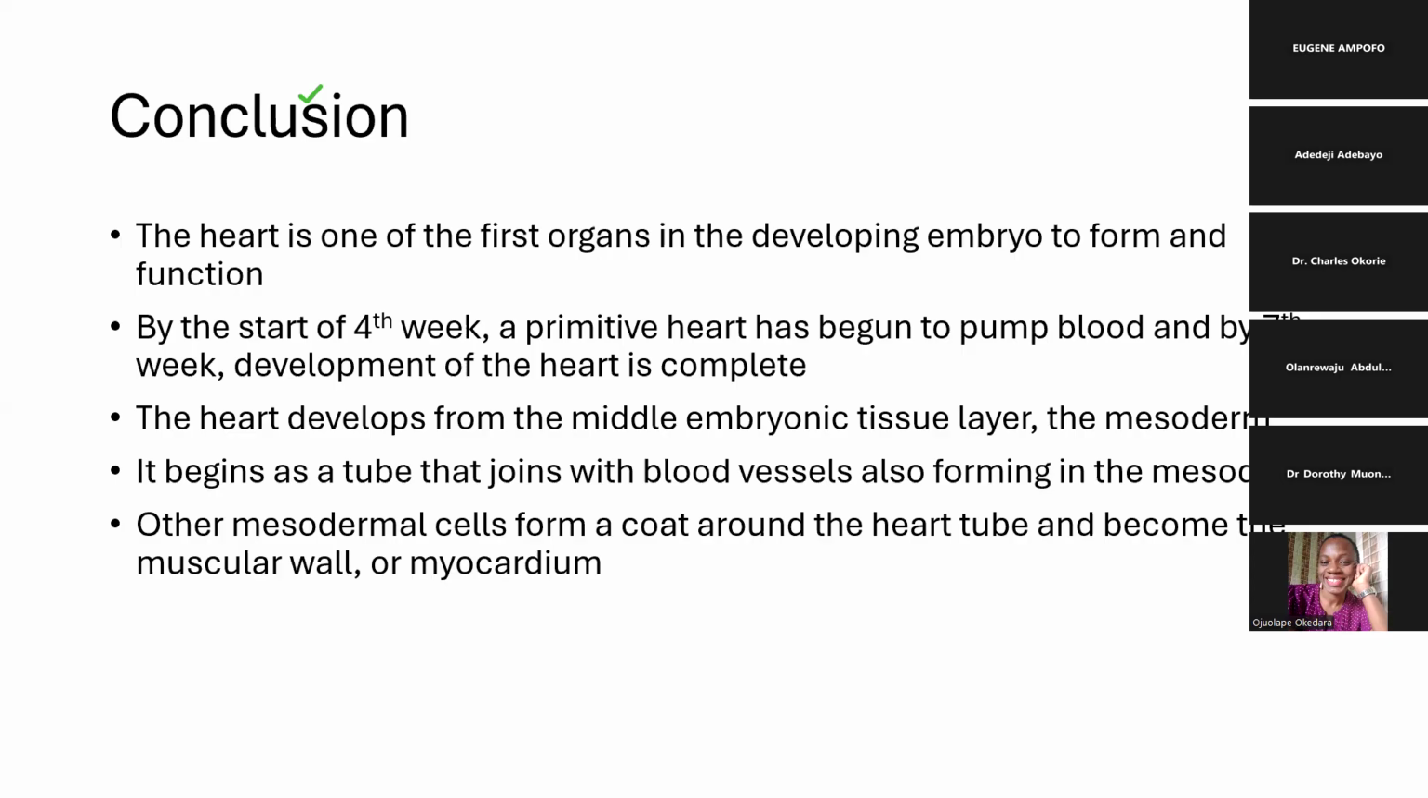The heart develops from the middle embryonic tissue layer known as the mesoderm, and it begins as a tube that joins with blood vessels also forming in the mesoderm. Other mesodermal cells form a coat around the heart tube and become the muscular wall, otherwise known as the myocardium.